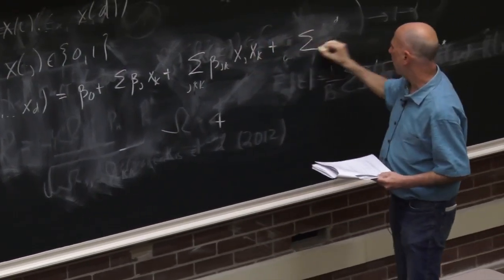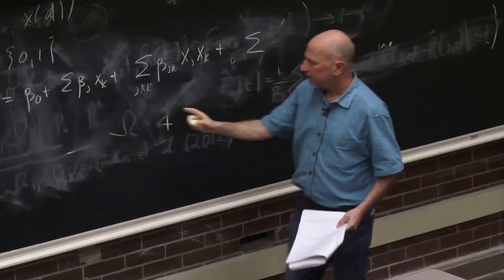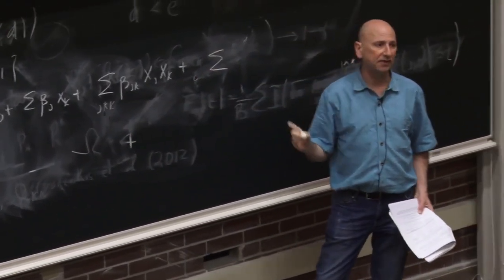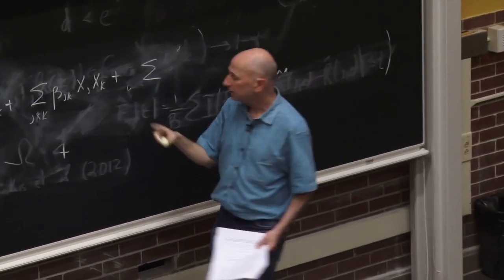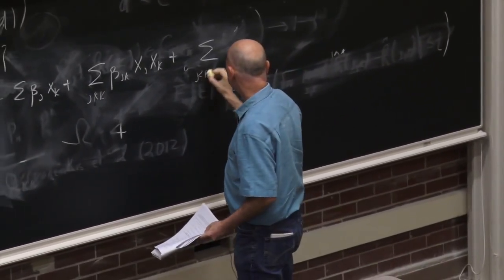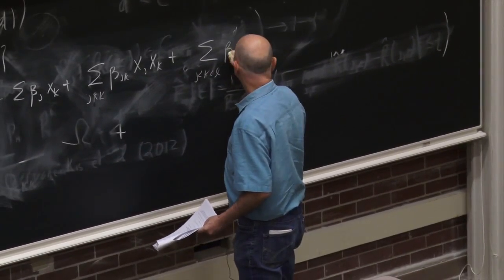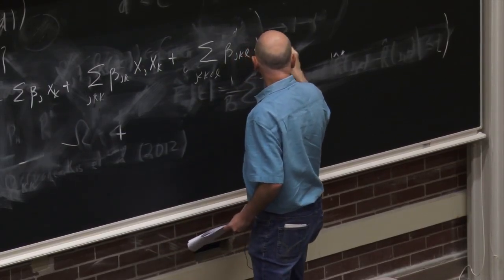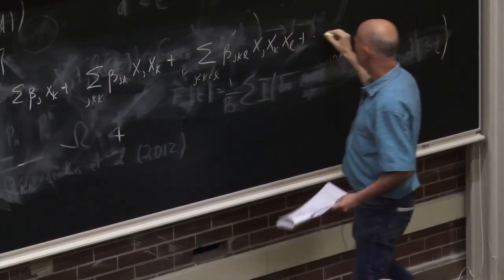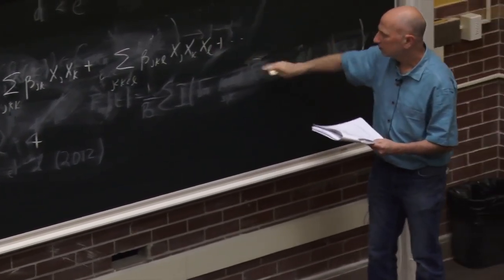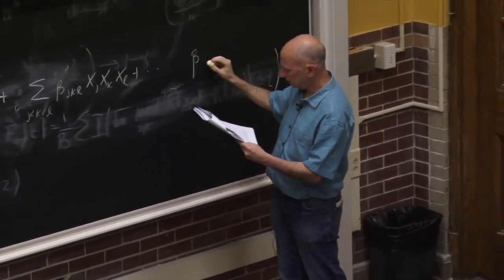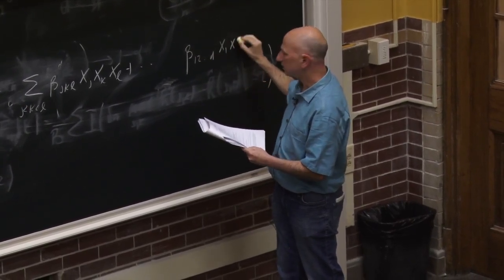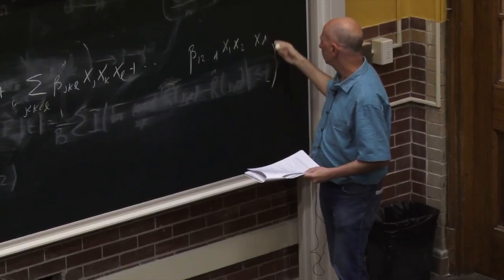I think you can see what's going to happen here. These are called main effects. These are called the two-way interactions. This is how pairs of variables affect the probabilities. This is how triples of variables affect the probabilities, and so on. Up to the very last one, we'll call it beta 1d, x1 times x2 to xd.